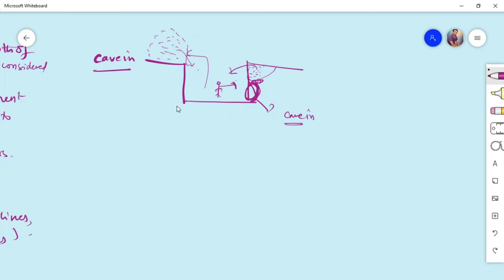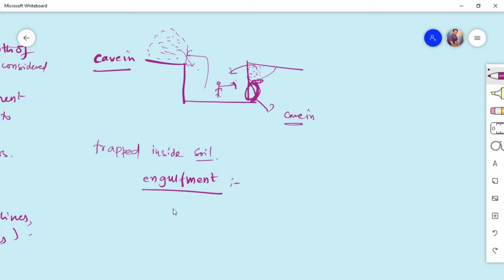If it falls, the person will be trapped inside the excavated material or soil. What happens next? Because of the load, his heart will cease to work. First, he will not get oxygen, suffocation. These two are the major reasons because of which he will die. This particular consequence is called engulfment.